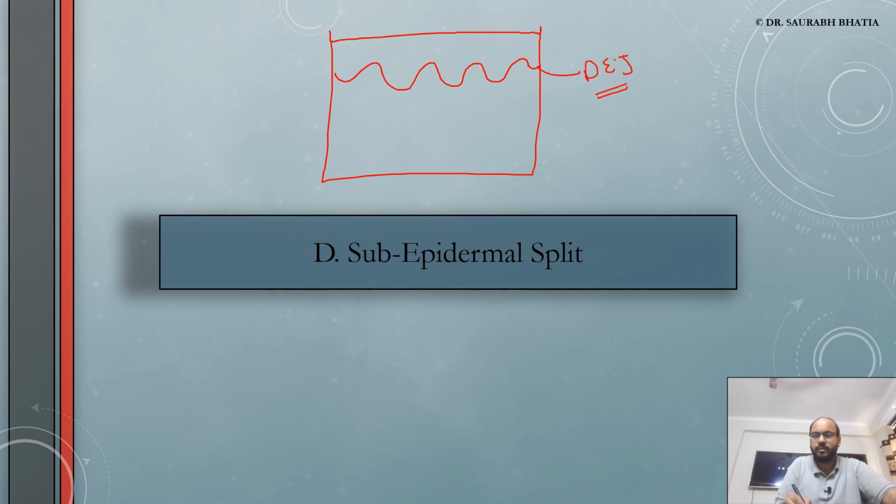Dermoepidermal junction. Okay. So the roof will be made up by majority of the epidermis. The floor will be made up by dermis. We are clear about it? Now let's slowly discuss individual disorders and go into much more details in the subepidermal splitting disorders.